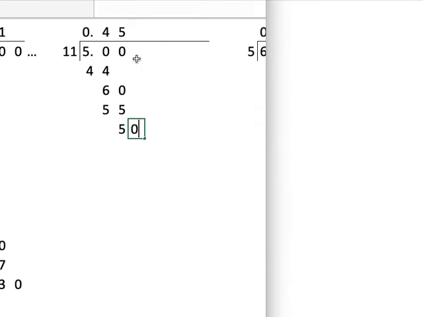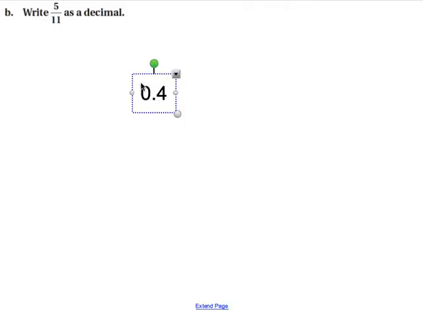Bring down a 0. Now, at this point, you should recognize that we are back where we started. We were trying to do it into 50 at the beginning, and we're trying to do it into 50 again. So if we do it again, we're going to get 4 again. So this would be a 4, 5, 4, 5, 4, 5, etc. It would just continue like that forever. So with that in mind, we know that the answer is 0.45 with the 4, 5 repeating. So I'm going to put the repeating bar over top. And that would be the answer on that one.